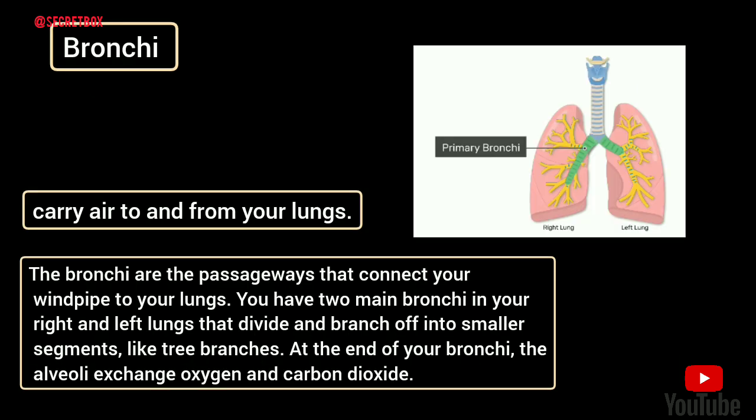Bronchi. They carry air to and from your lungs. The bronchi are the passageways that connect your windpipe to your lungs. You have 2 main bronchi, in your right and left lungs, that divide and branch off into smaller segments, like tree branches. At the end of your bronchi, the alveoli exchange oxygen and carbon dioxide.